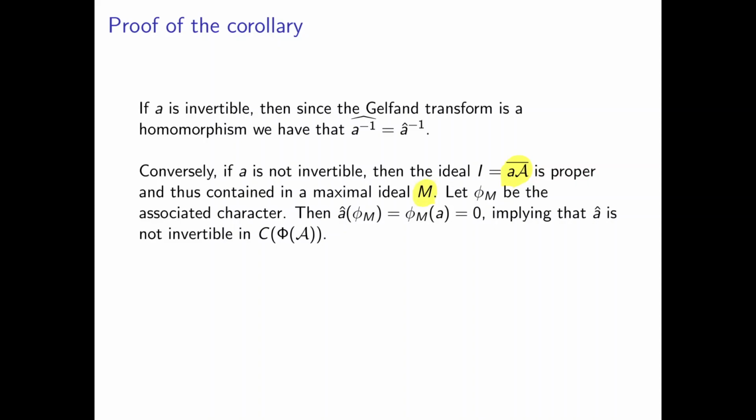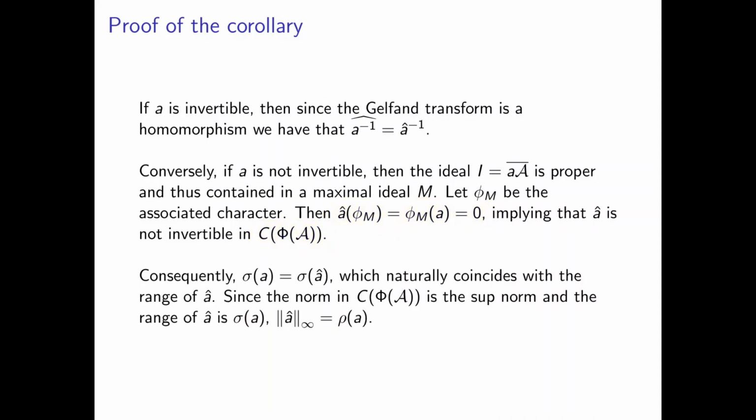Now note, when I say that it's a proper ideal, that's because I assumed that my algebra A was a unital algebra. Otherwise I couldn't say this necessarily. Now, let phi sub M be the associated character with the kernel being M here. Then, of course, A hat of this character must be equal to phi sub M of A. But A lies in M, and M is the kernel of phi, so this is equal to 0, which implies that A hat is not invertible in this algebra of functions. And then we have proven the first part of that corollary.